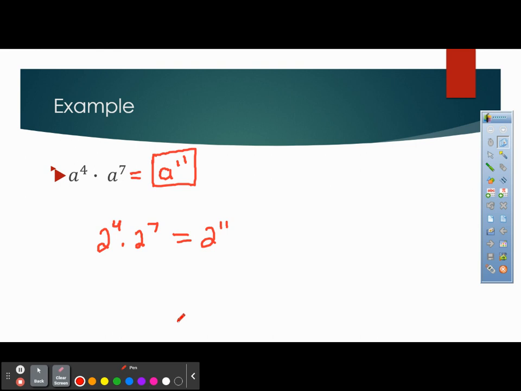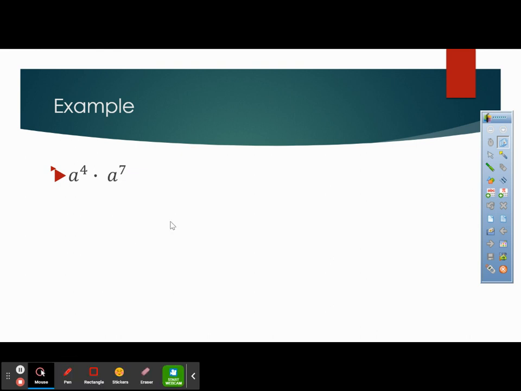So, now, and this works with any number. You could plug in 6, and 6 to the 4th times 6 to the 7th will equal 6 to the 11th. You could even type in a negative. Negative 2 to the 4th times negative 2 to the 7th will equal negative 2 to the 11th power. This just means that A just means it works for any number. You can plug in any number you want to. So, alright, let's go to the next example. Number 2.